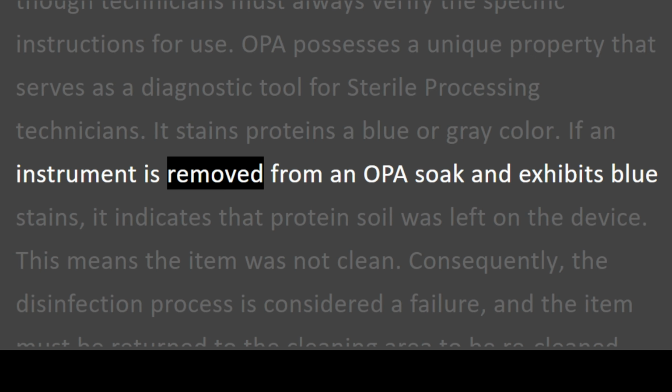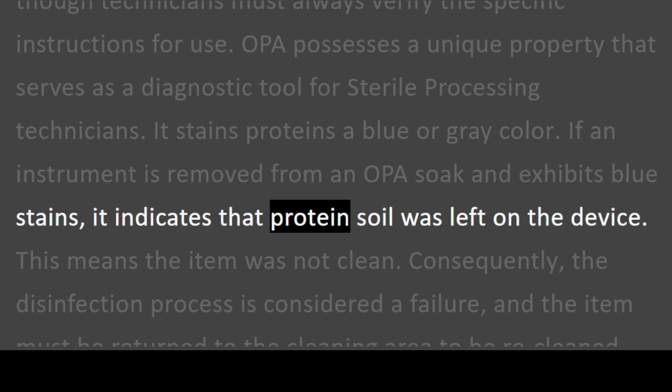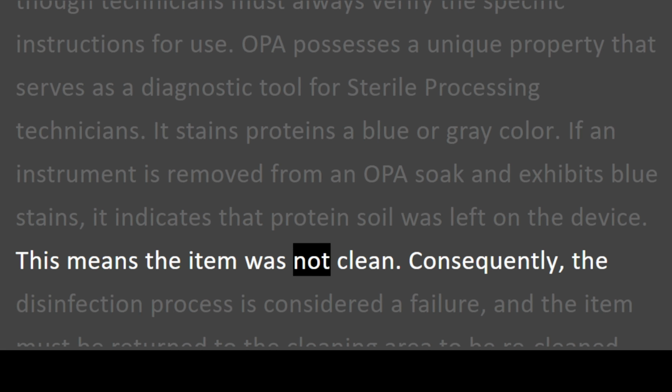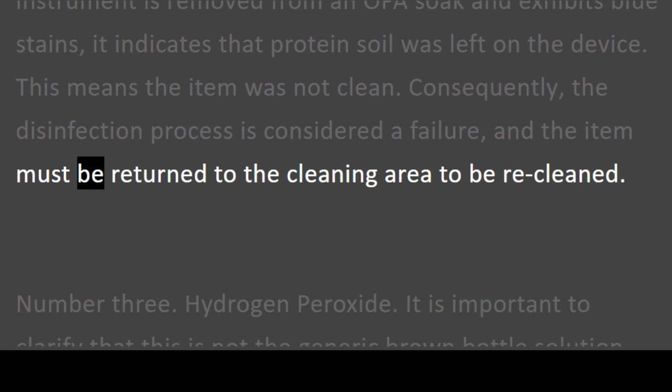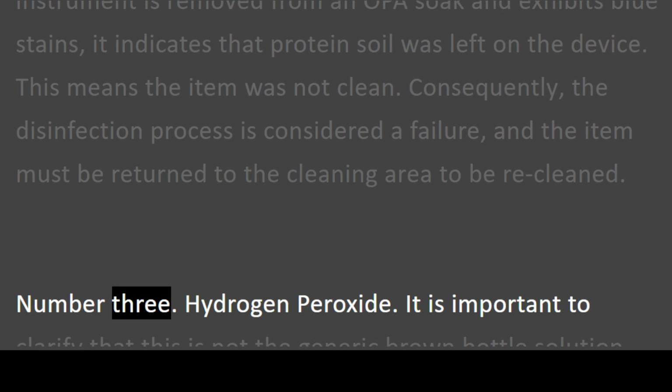If an instrument is removed from an OPA soak and exhibits blue stains, it indicates that protein soil was left on the device. This means the item was not clean. Consequently, the disinfection process is considered a failure, and the item must be returned to the cleaning area to be re-cleaned. Number 3. Hydrogen peroxide.